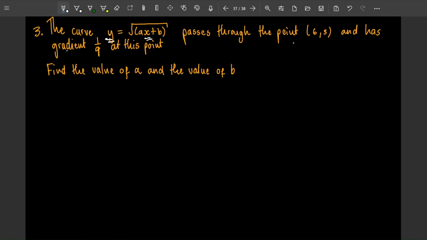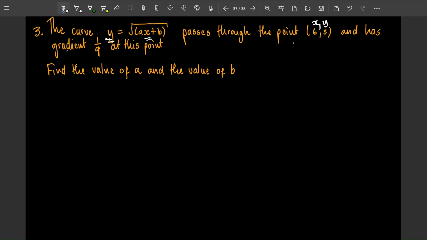The moment I have that point, I can put it in, because remember that a point is a coordinate, right? It has X and it has Y. So your X will be 6, your Y will be 3. Where there's Y, I put 3. Where there's X, I put 6. Then I can find the constants.